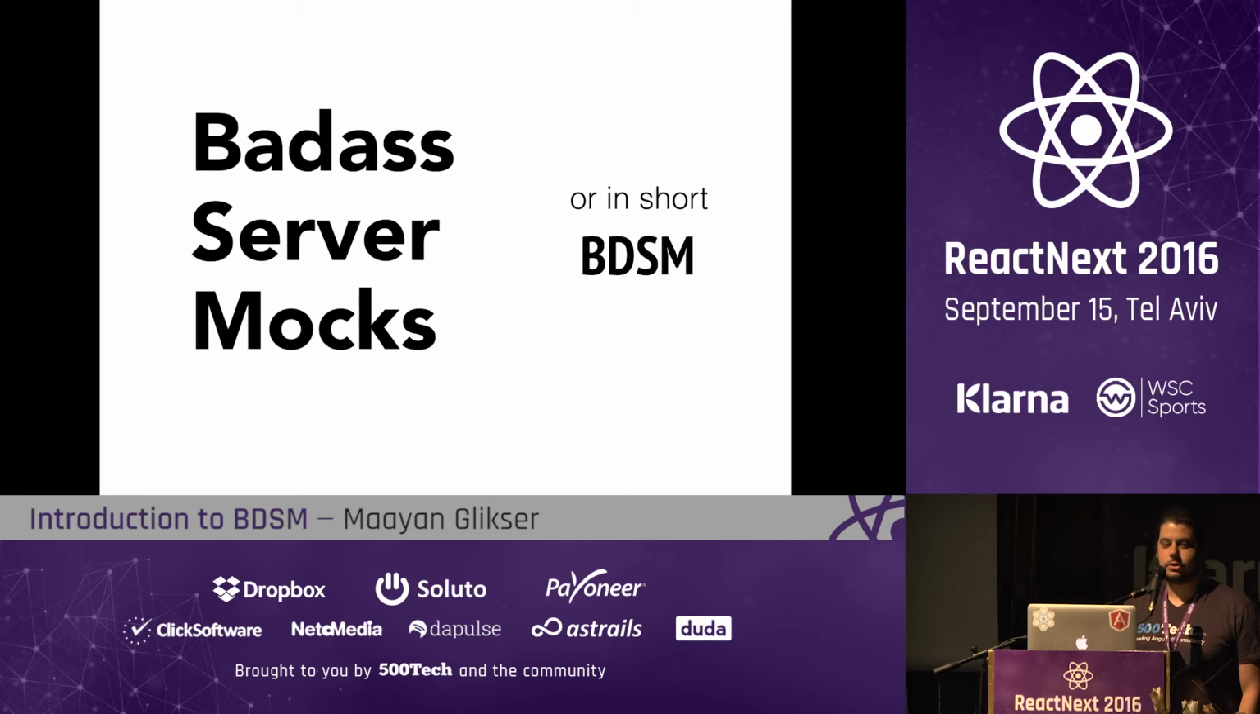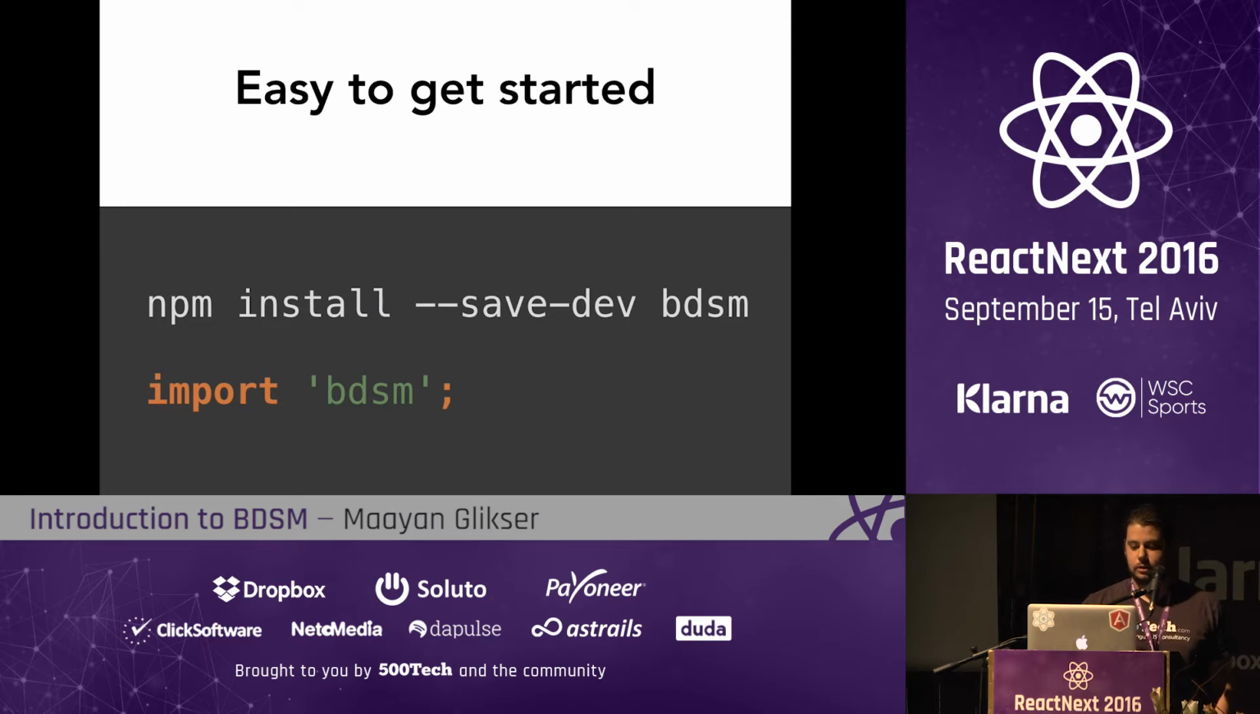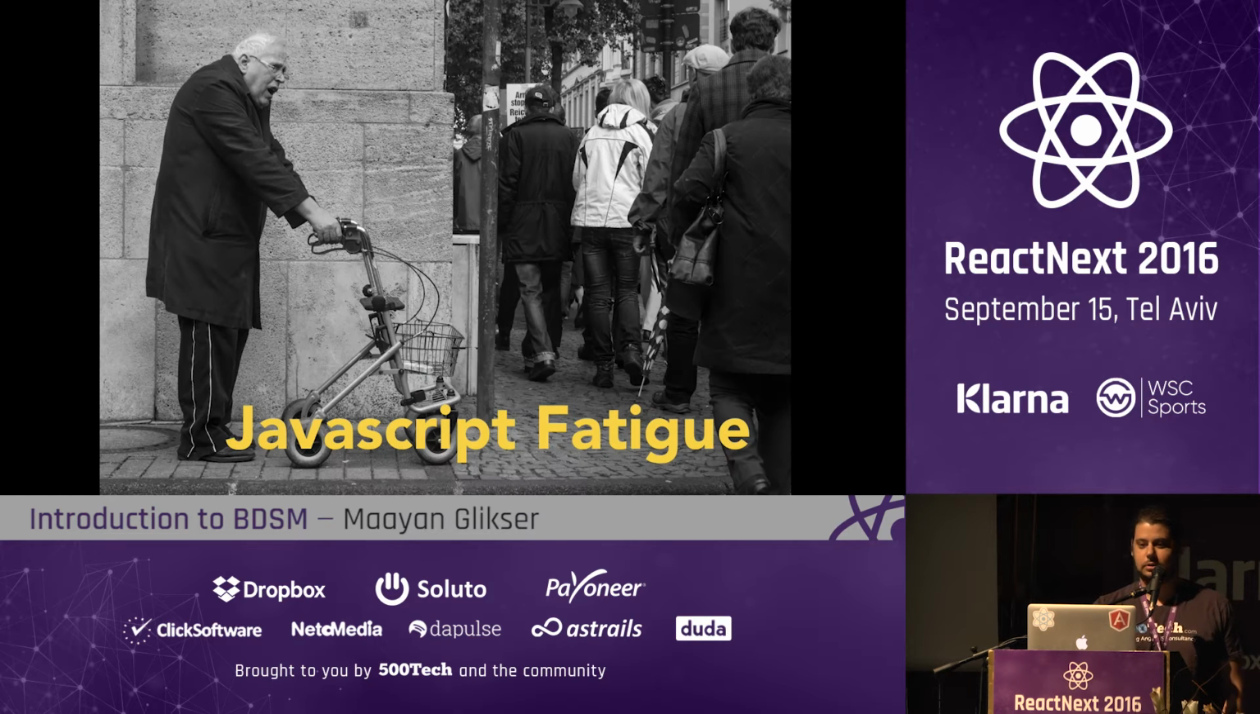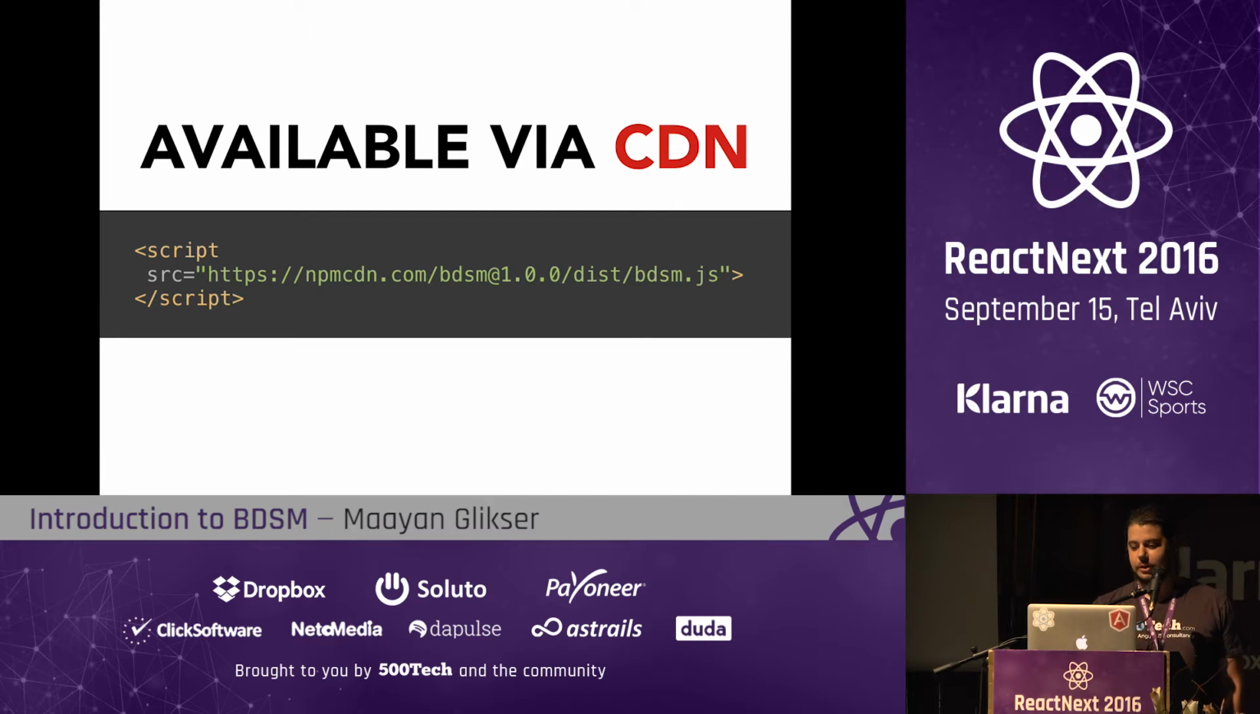It's called Badass Server Mocks, or in short, BDSM. As you might have guessed, it's a mocking tool. It will allow you to continue working without changing your code. It's easy to get started. All you need to do is npm install and import it into your application. But don't worry, I know some of you are pretty tired, so it's also available via CDN.